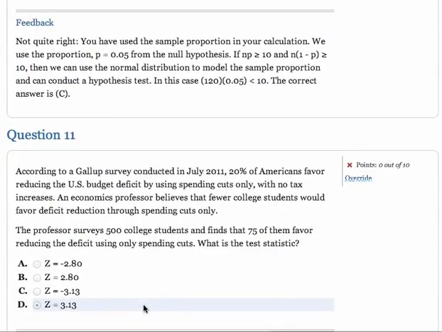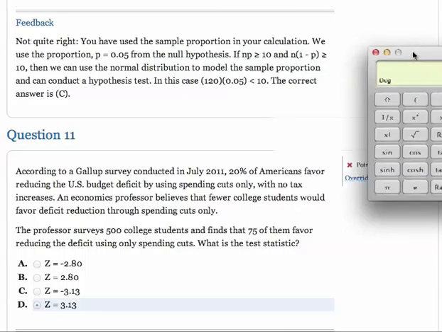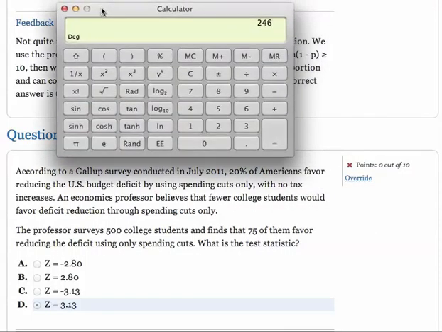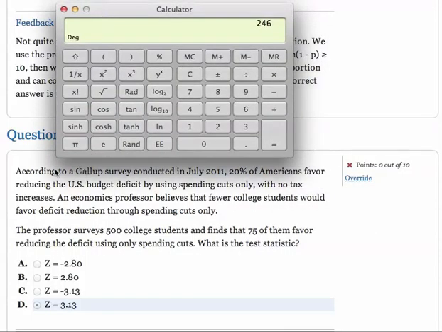Question 11, let's see, what is the test statistic? So here, to calculate the test statistic, let's see, I'll get my little calculator. Where is my calculator? I have to move this out of the way. Hang on a second, I'll get there. Here's my calculator. All right. Hello, calculator.